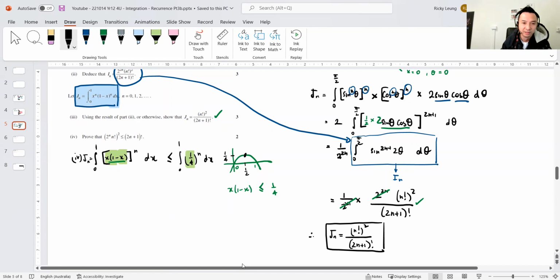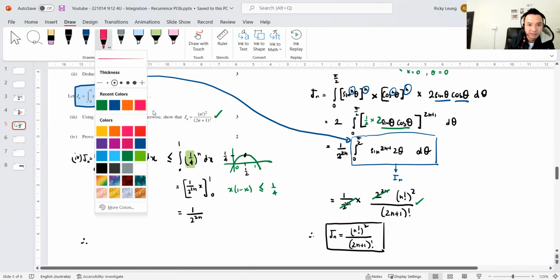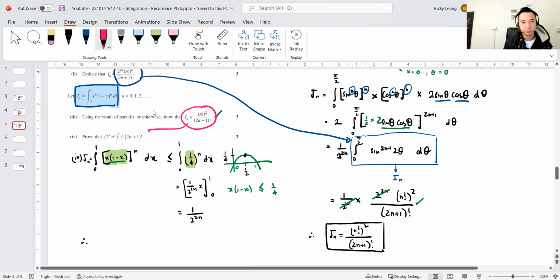That's just constant, right? So then that just becomes 1 on 2 to the power of n times x with the limits of 1 and 0. So then it would just be 1 on 2 to the power of 2n. Great. So therefore, this is saying that Jn, using part 3's expression now, this guy, and sub that into this side, right? Jn, so n factorial squared all over 2n plus 1 factorial is now less than or equal to 1 on 2 to the power of 2n.